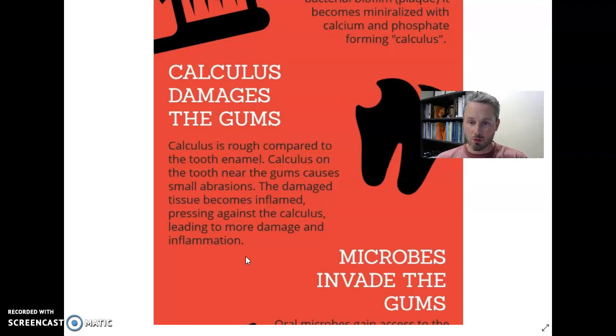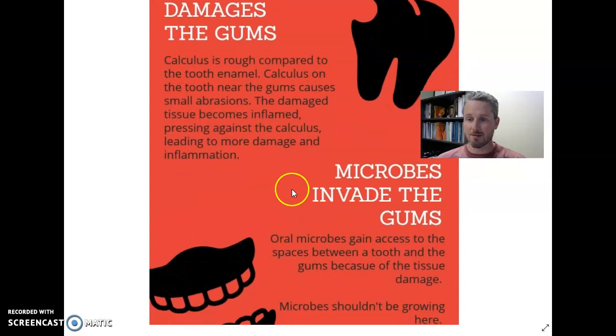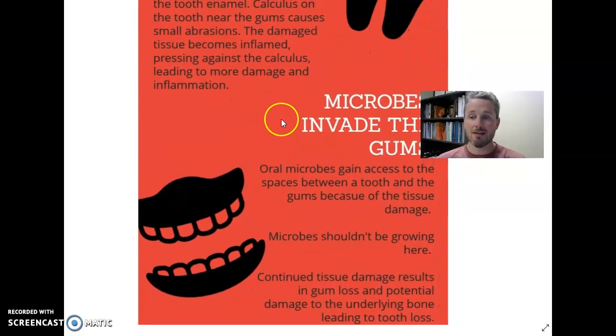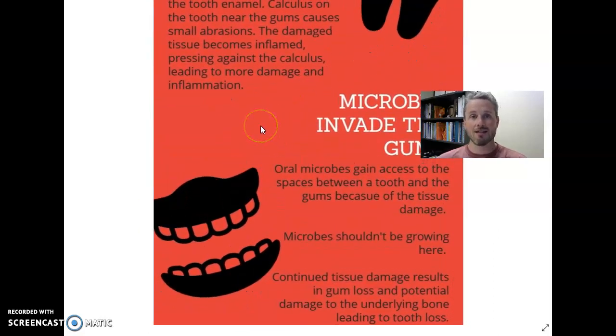And it goes on for so long that we can get prolonged damage and inflammation. And eventually we can get some tissue loss in the gums. So this prolonged tissue damage and inflammation actually kills some of the gum tissue. Now I don't have gum tissue where I'm supposed to have gum tissue. So the next step is that some microbes invade the gums. Again, I've lost gum tissue.